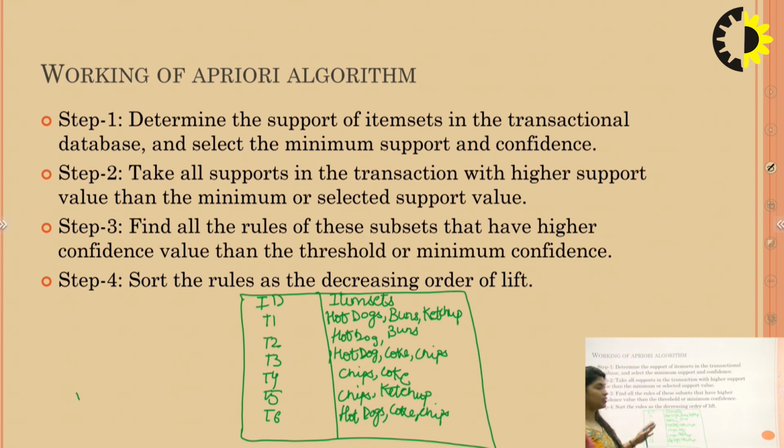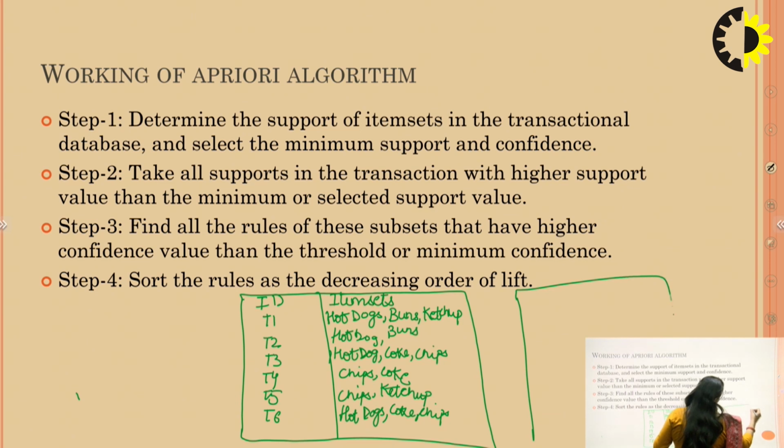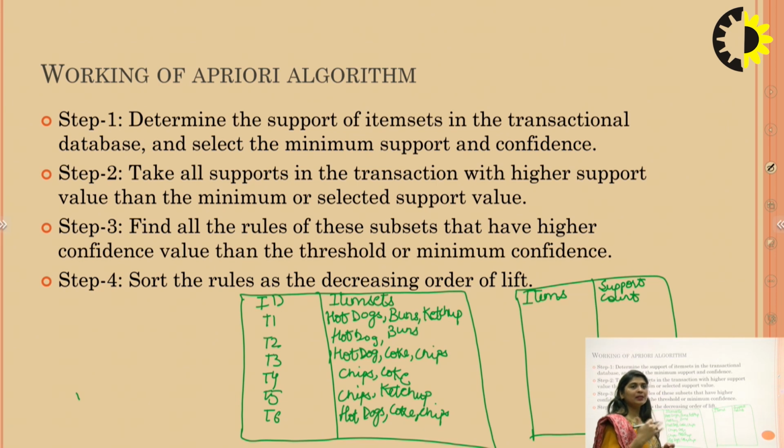Now, what is our first step? We have to write down what items we are having. So here I will write items and the support count. What is a support count? Support count is the number of times an item exists in this particular database. Here the items are hot dogs, buns, ketchup, Coke, chips. These are the item sets.